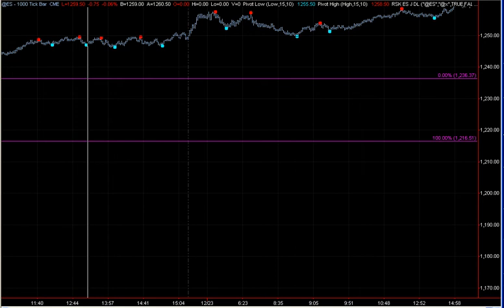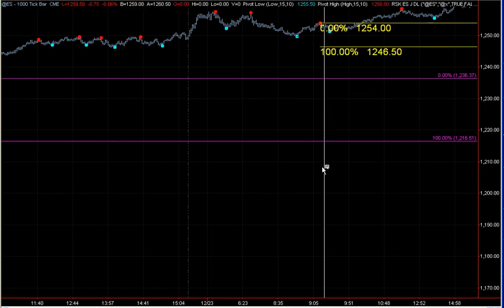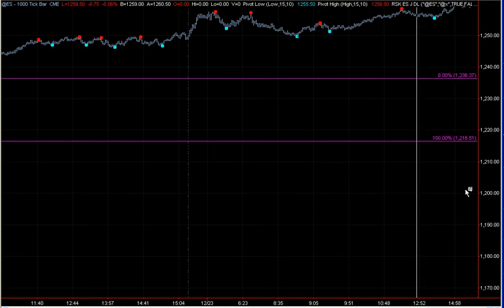Now we've got another situation here. We've got a point A, point B, point C. We can have a down extension. But if we go above this point A, it'll cancel out that setup. So we want to keep in mind that's how this automated tool works.